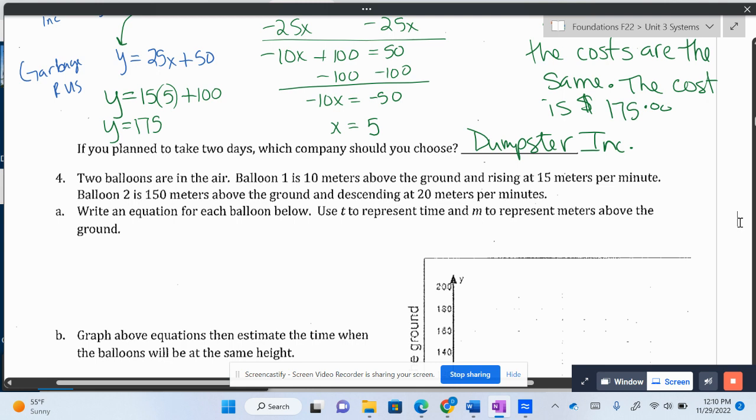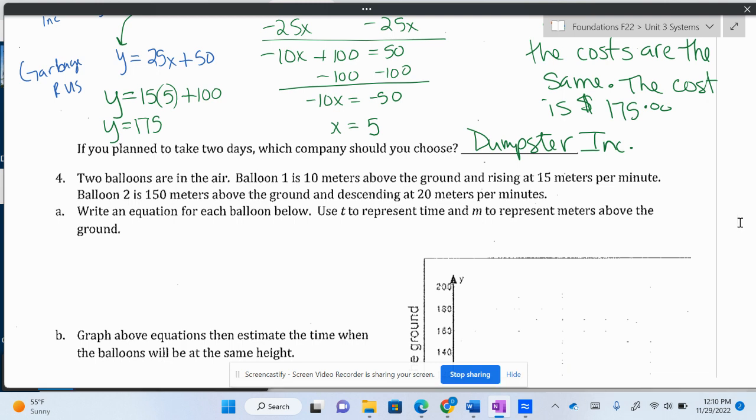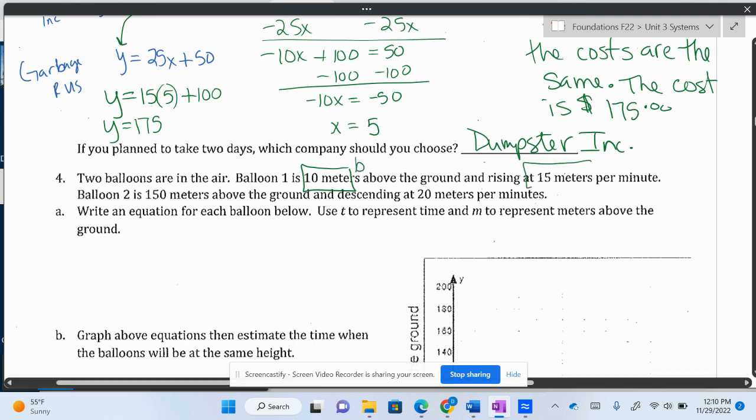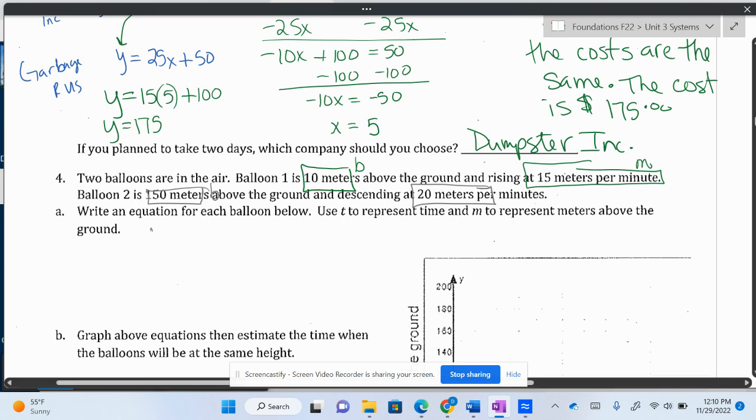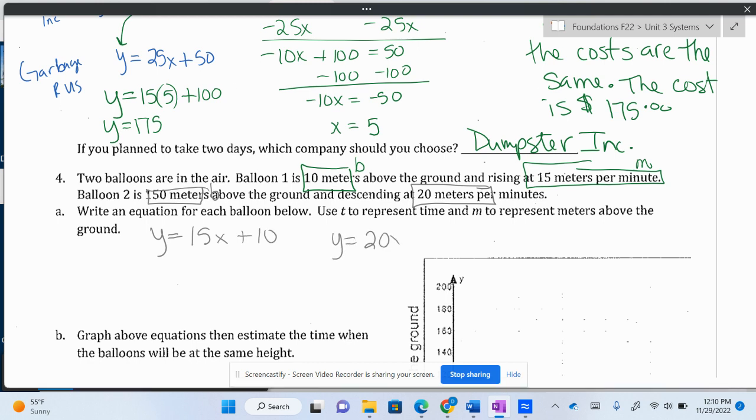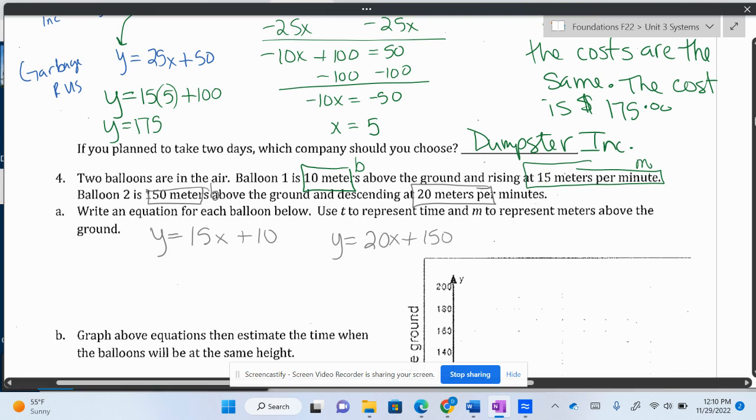Okay, 2 balloons are in the air. Balloon 1 is 10 meters above the ground and rising 15 meters per minute. So this is where it starts, B. This is its slope, M. Balloon number 2 is 150 meters above the ground. That's where it starts, B, and it rises at 20 meters per minute. So my two equations: y equals 15x plus 10, and y equals 20x plus 150. I know it says T and M. I'm not using those. I'm using X and Y.